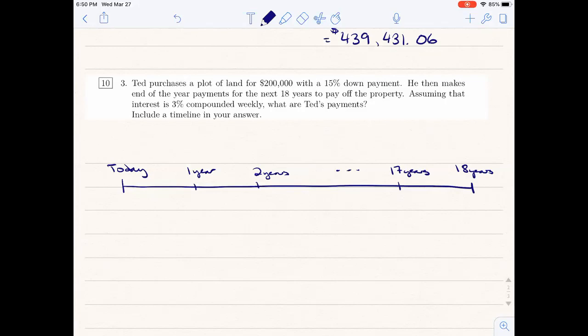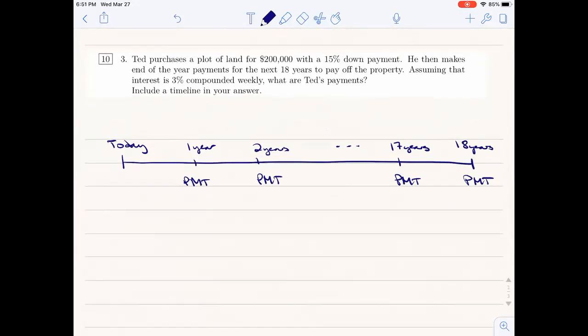So he's going to make end of the year payments. So he's going to make a payment here, and a payment, and then the last payment at 18 years. Over here today, let's talk about what these payments are actually paying off.